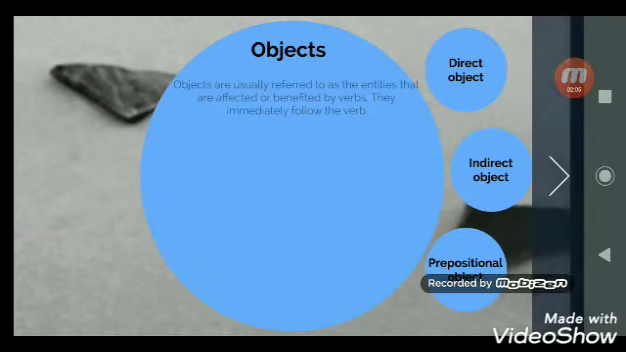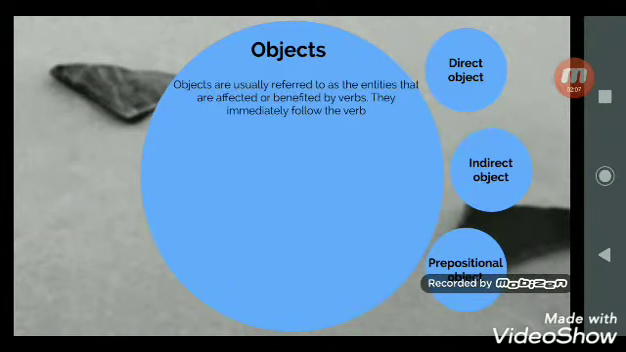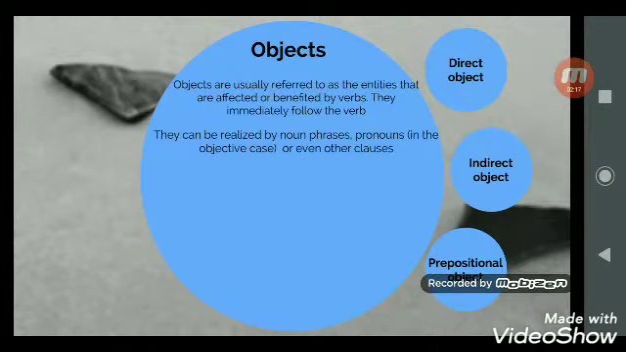Objects. They're usually referred to as the entities that are affected or benefited by the action, and they immediately follow the verb, okay? They can be realized by noun phrases, pronouns, and in this case they must be in the objective case, or even other clauses.